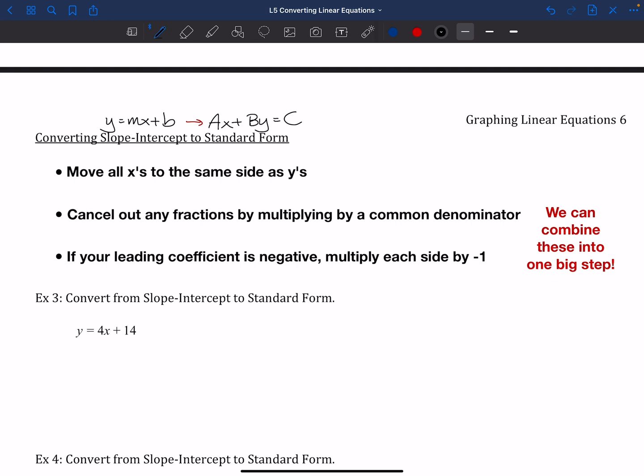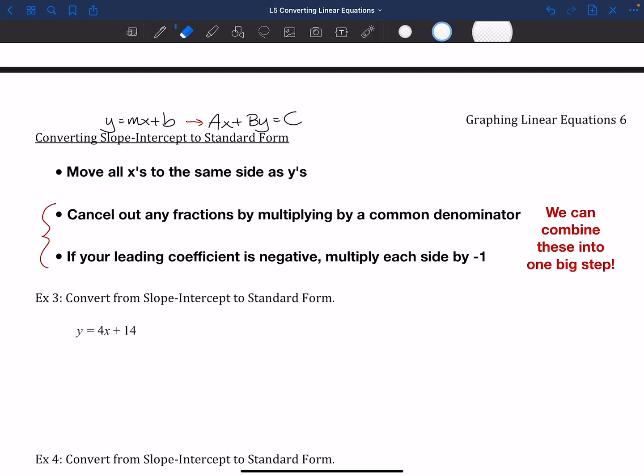All right, we'll take a look at what that looks like when we're going through a problem. Then, last but not least, if your leading coefficient, that a that's hanging on to the x, is negative, you want to multiply everything on each side by -1. And we basically just want to be flipping it so that that leading coefficient is positive. To combine these last two steps into one big step, we would just multiply by a common denominator that's negative. It'll flip the negatives to be positives, and it'll get rid of the fractions.